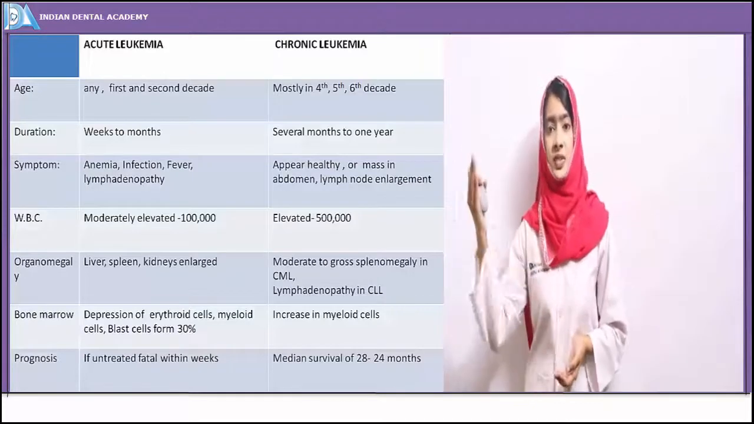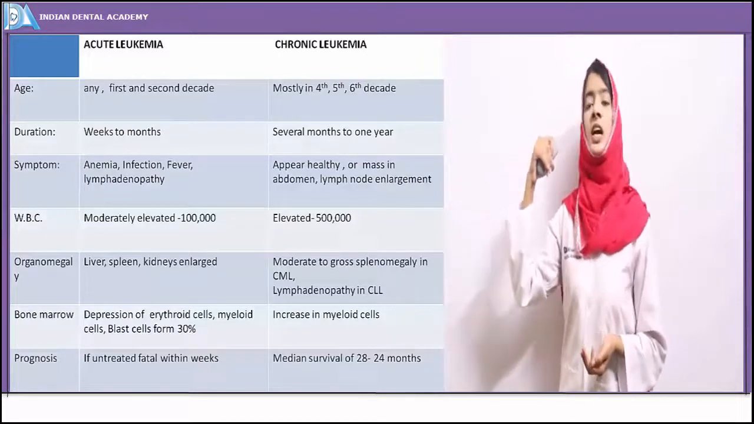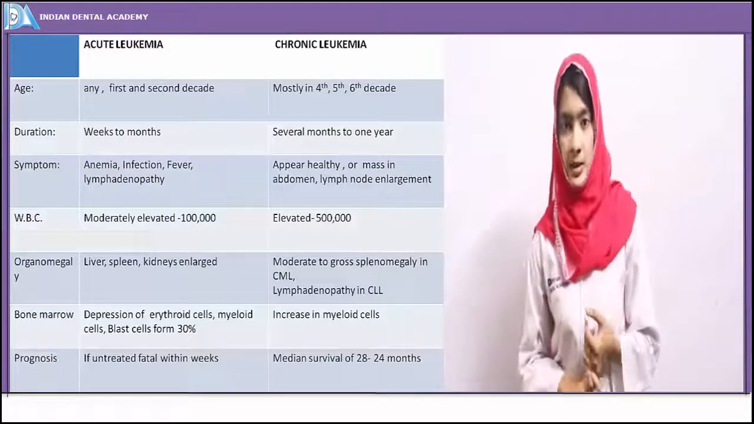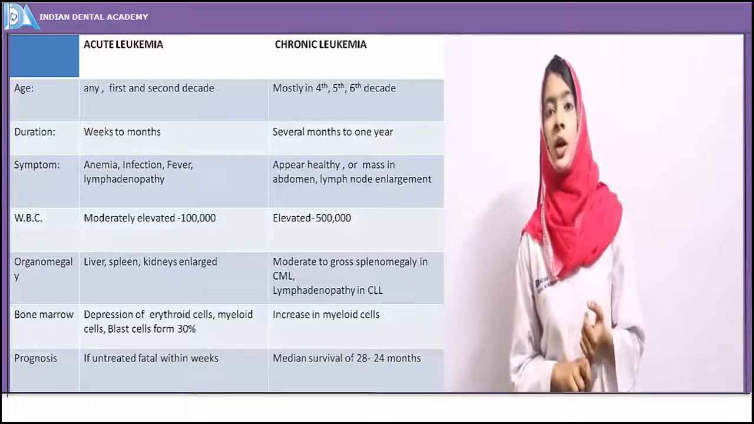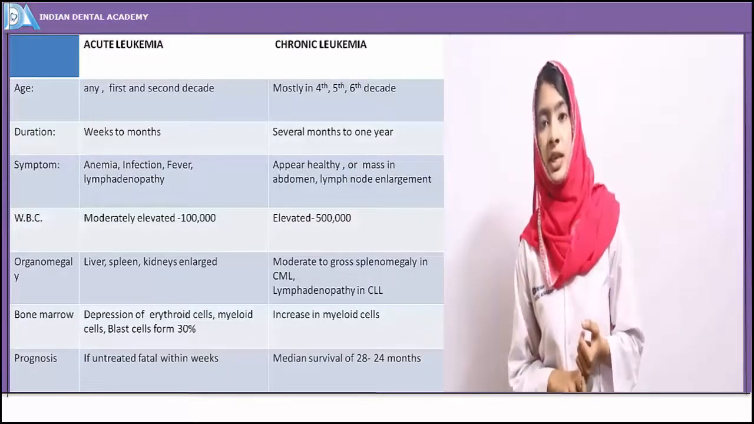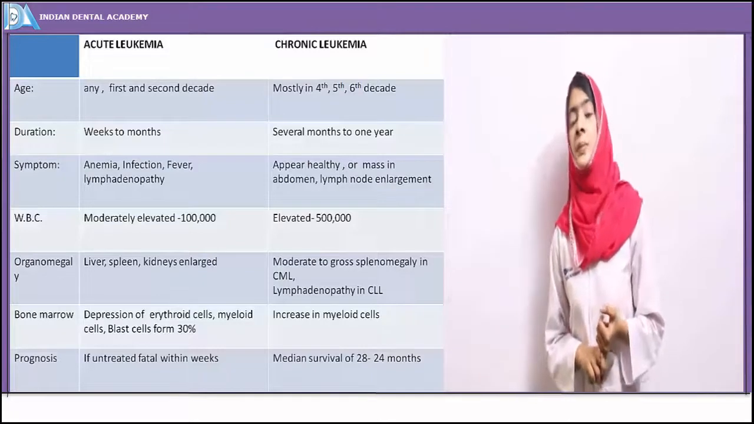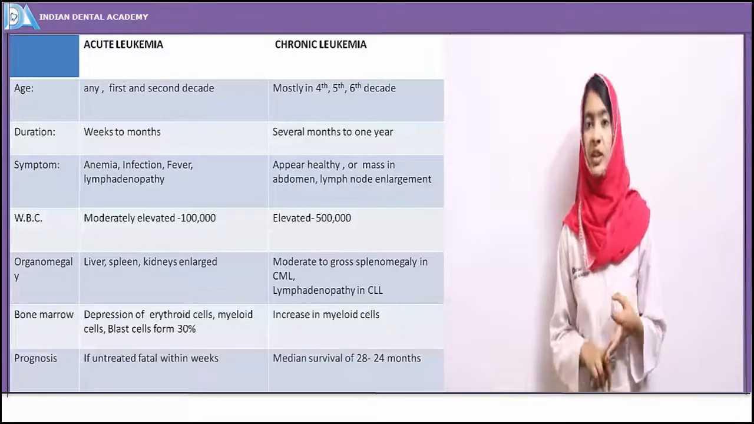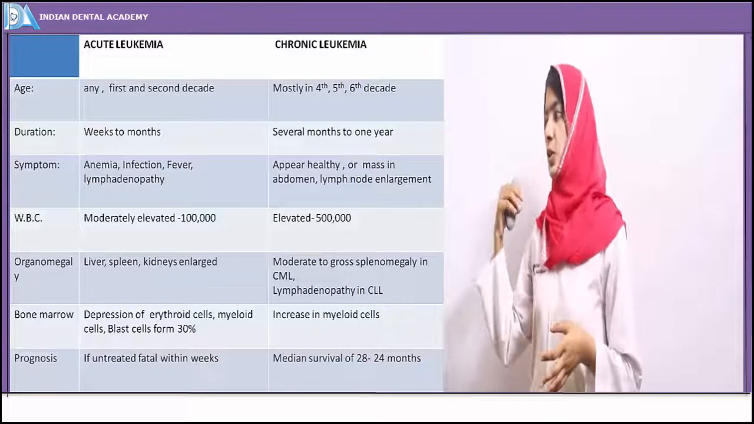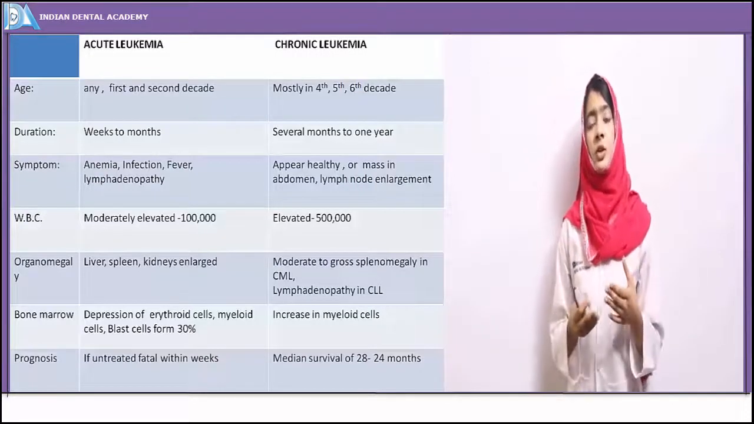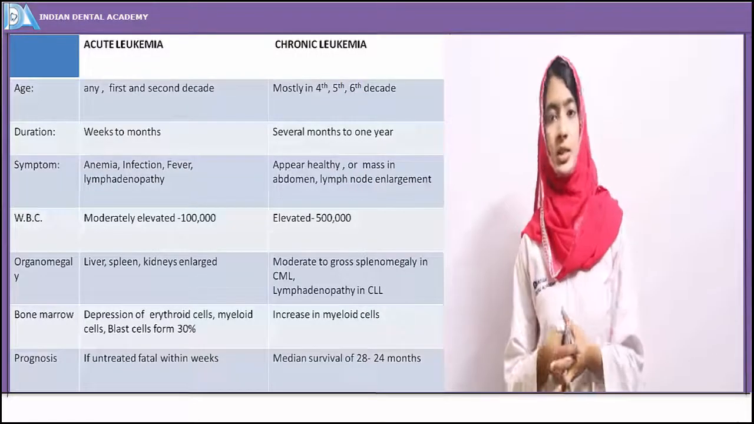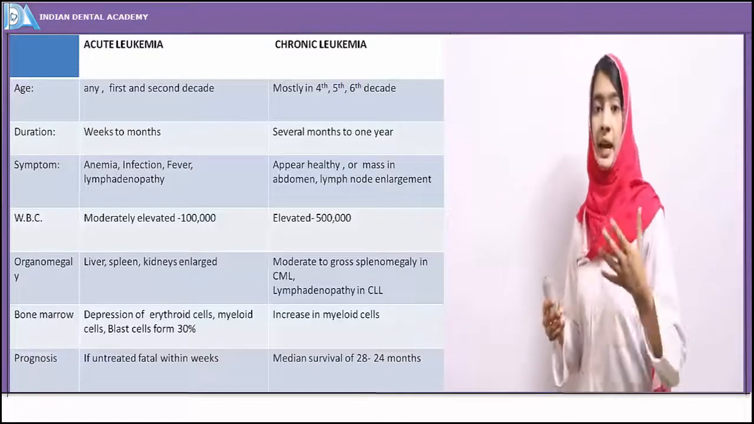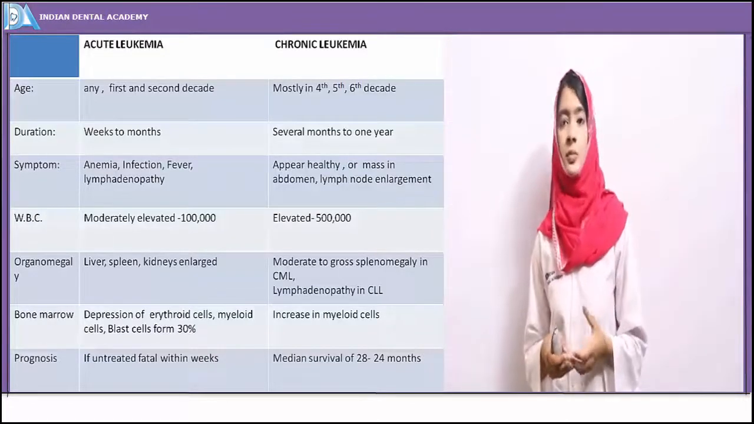The characteristic feature or the symptom of acute leukemia is the presence of anemic features, that is the pallor or the fatigability, weakness, malaise, dyspnea. Along with that, infection, fever, and lymphadenopathy. Whereas in chronic leukemia, lymph node enlargement is seen, or pain in the abdomen, and mass in the abdomen is more common.